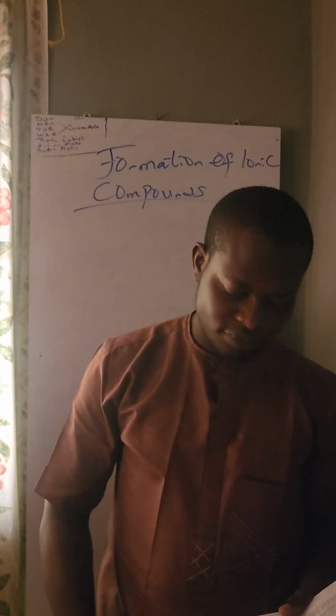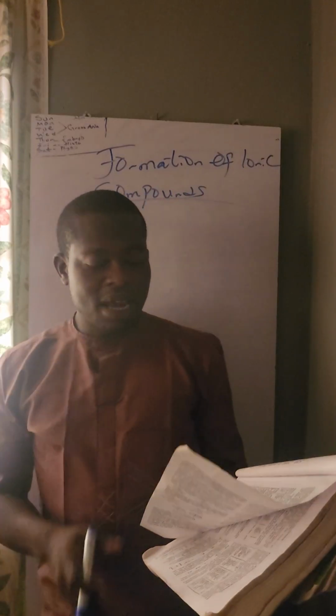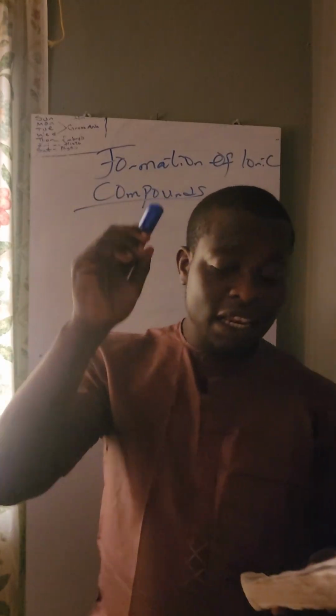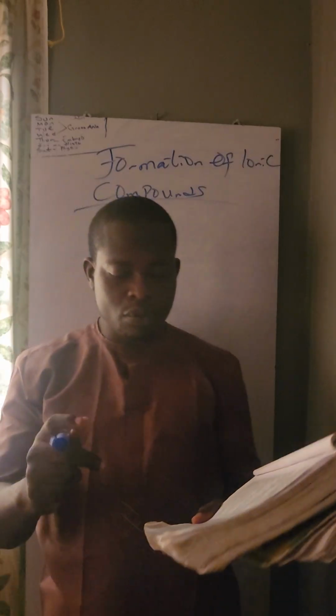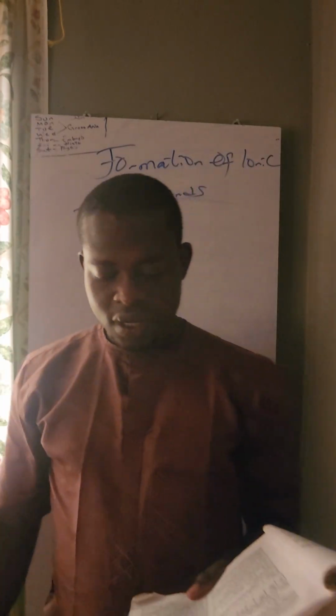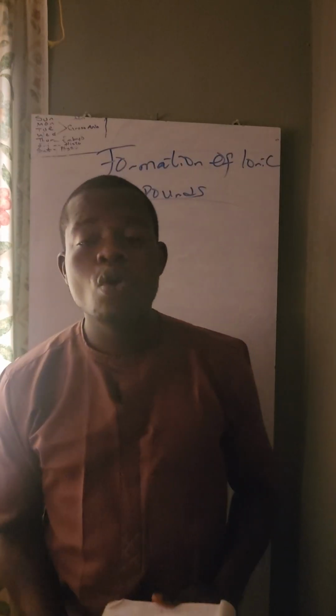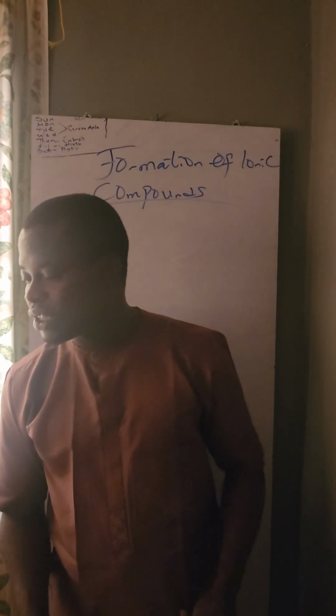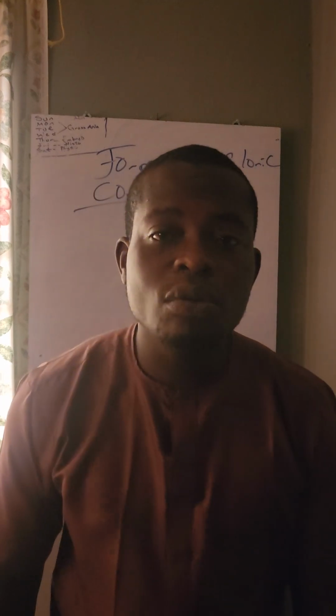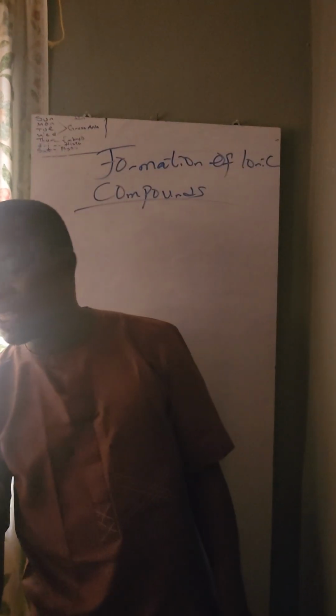Number one. The metal atom loses all its valence electrons to form a stable cation. That's the first process. That's number one.